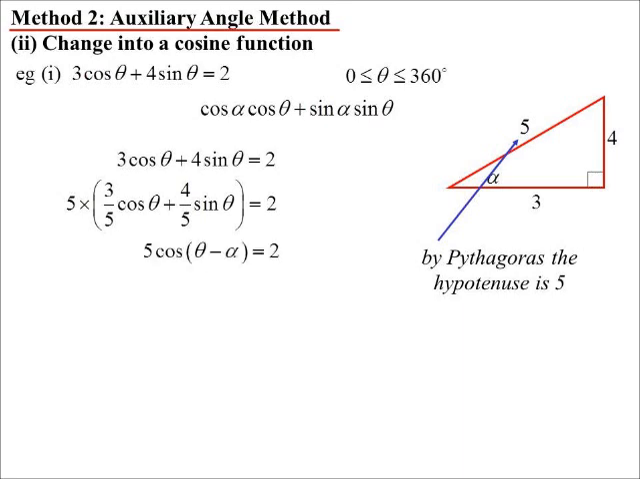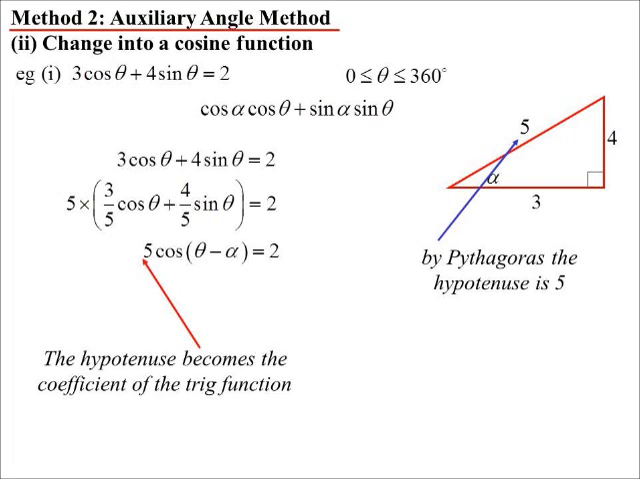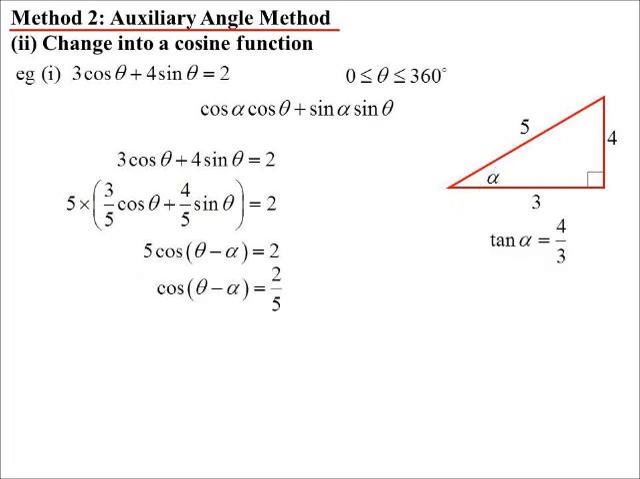5 cos, remember, if it's not the sine, it's not the sine. Theta minus alpha is 2. Once again, the hypotenuse, you'll notice, is the coefficient. So the cosine is 2/5. This time, we'll get a different answer for alpha now because we've swapped the 4 and 3 around. This time alpha turns out to be 53 degrees 8.